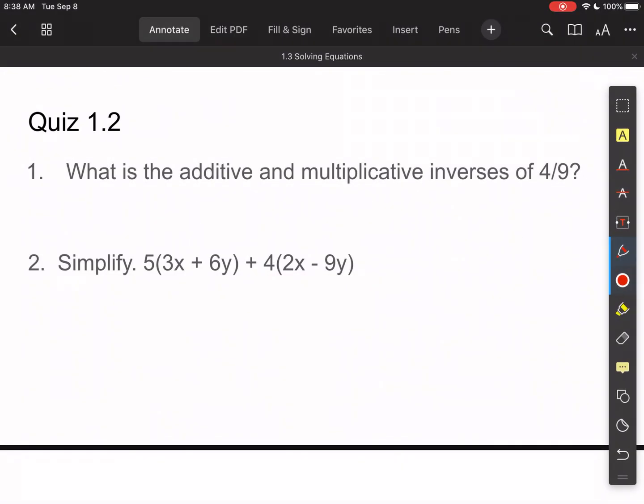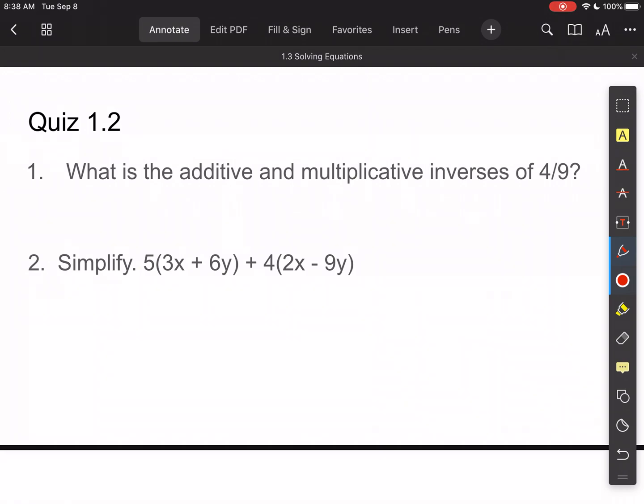All right, Algebra 2. Hey, we're going to start off with quiz 1.2. A couple of questions here about what we did last time. Okay, so here we go. Let's take a look at these. So what are the additive and multiplicative inverses of 4/9?